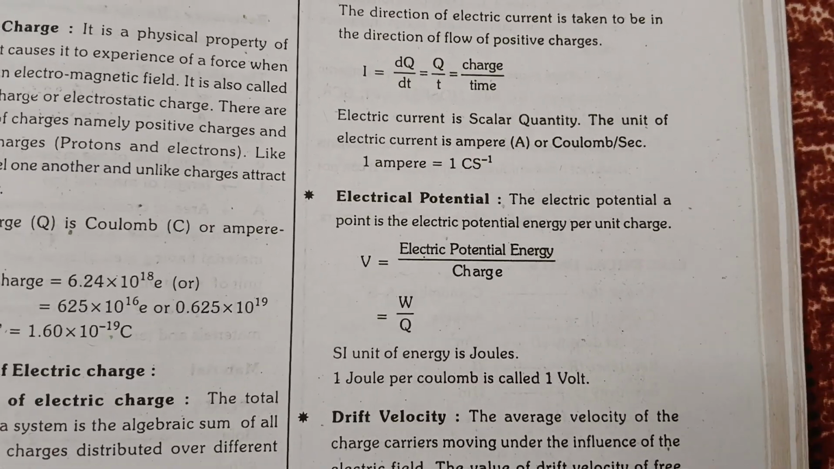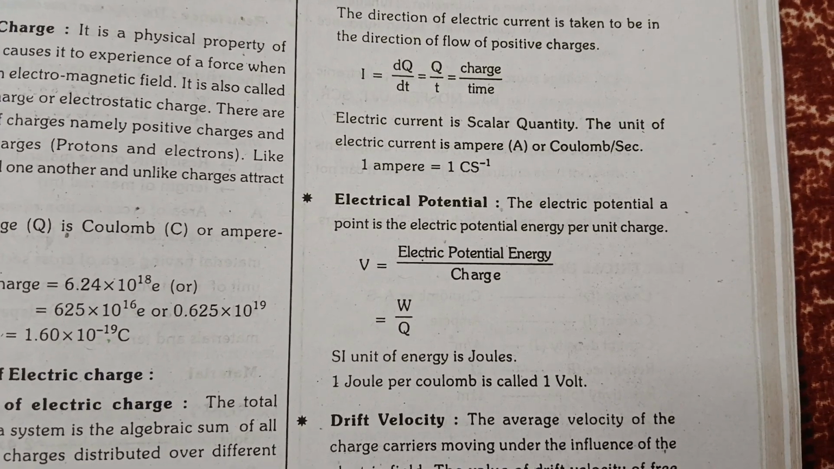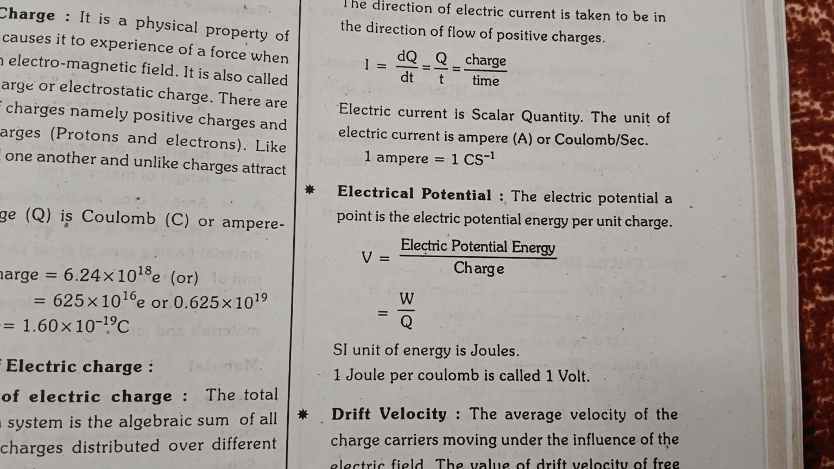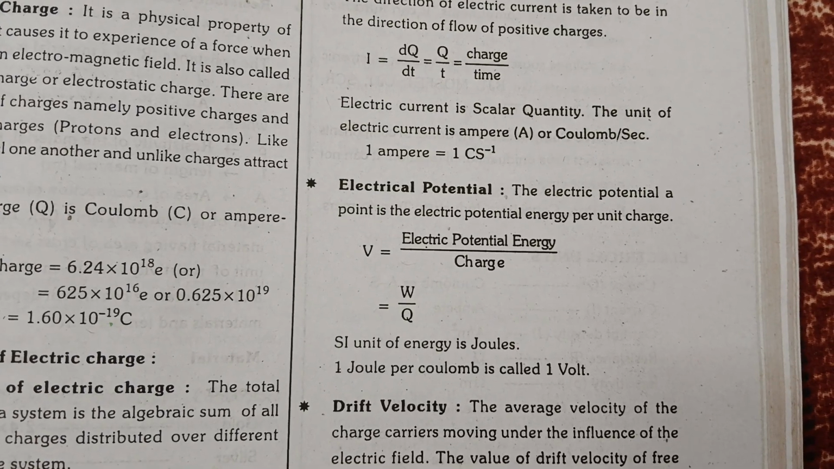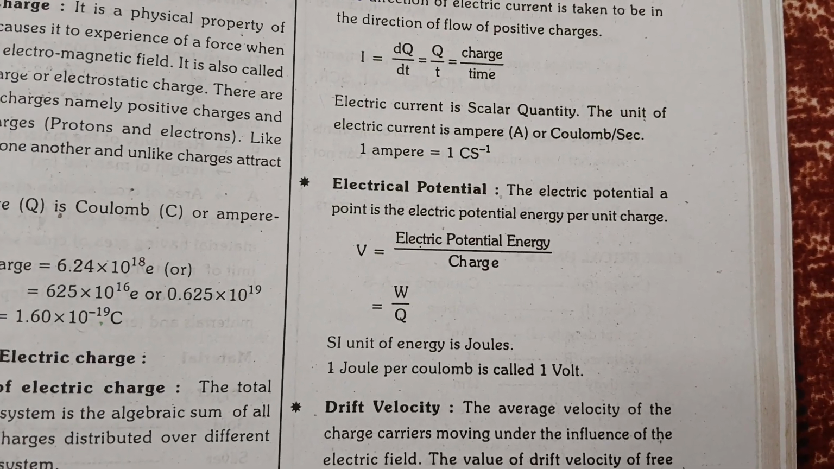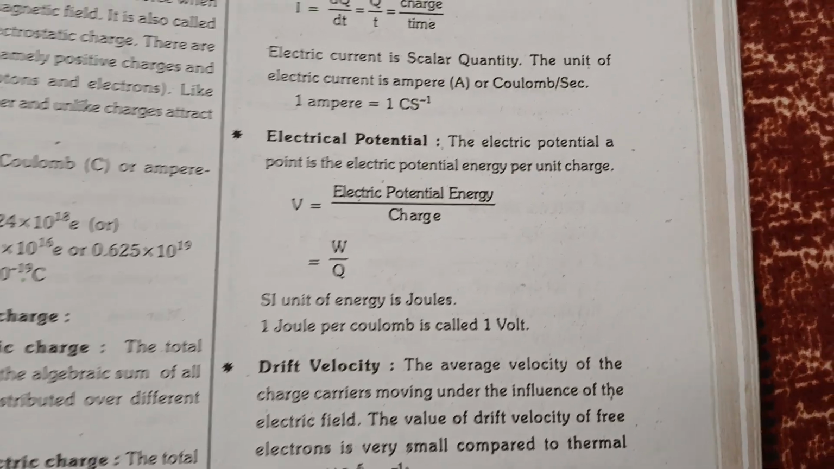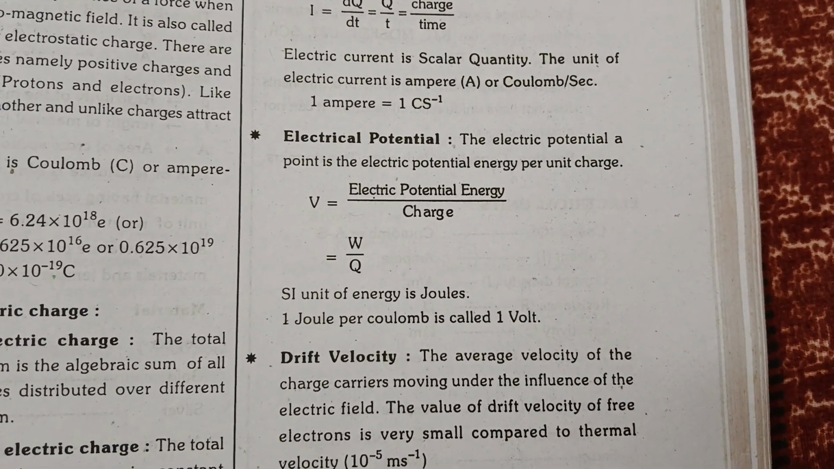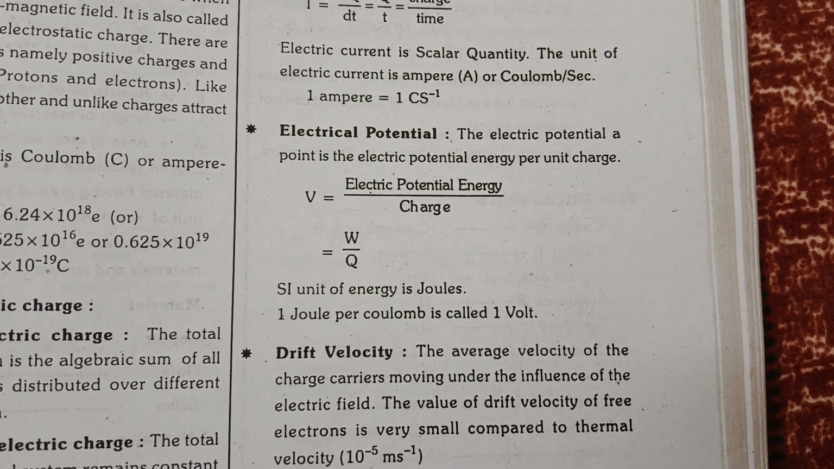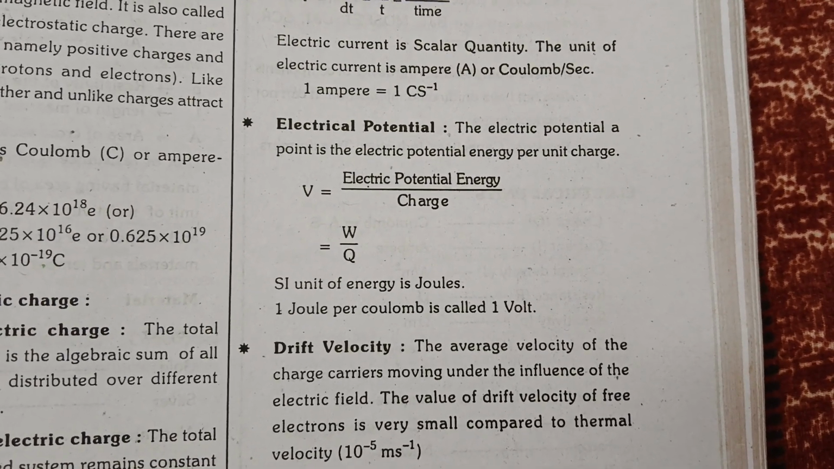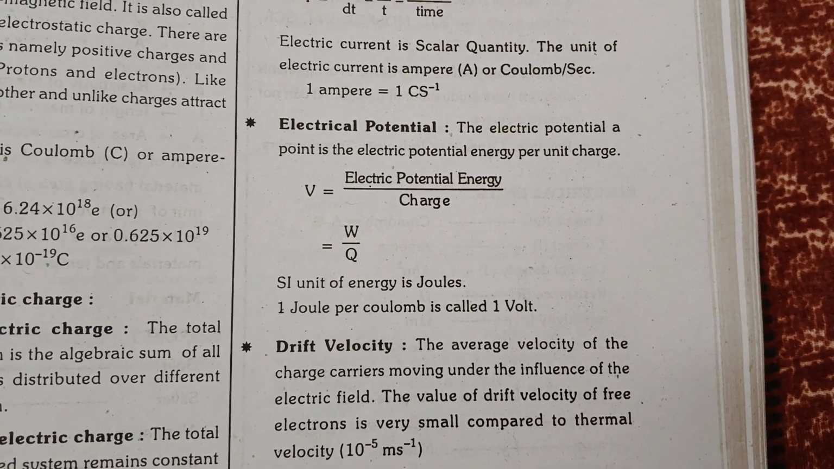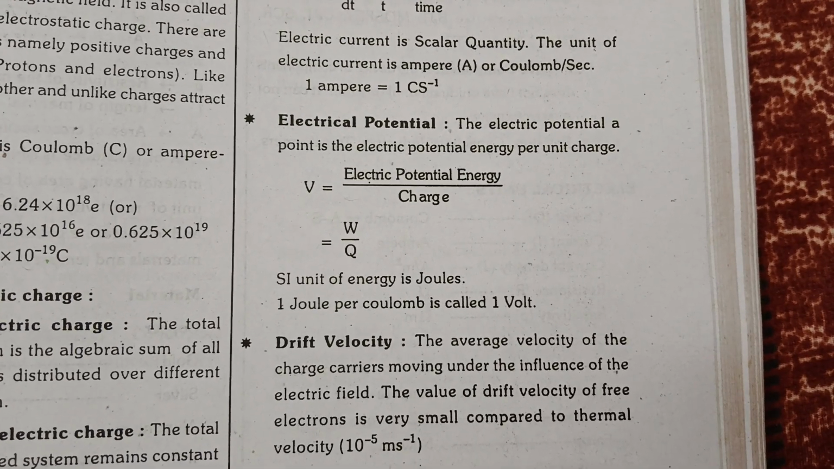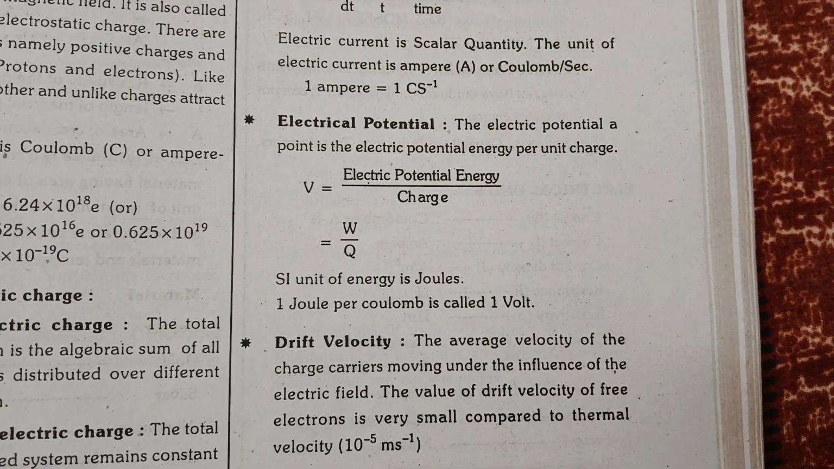Electrical potential. The electric potential at a point is the electric potential energy per unit charge. V equals electric potential energy per charge, that equals W by Q. SI unit of energy is joules. 1 joule per coulomb is called 1 volt.